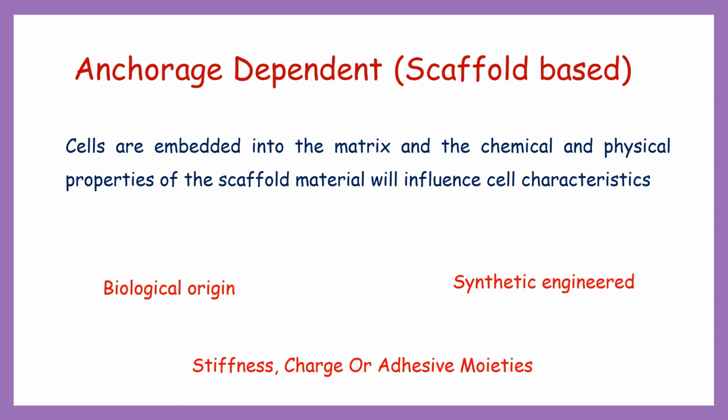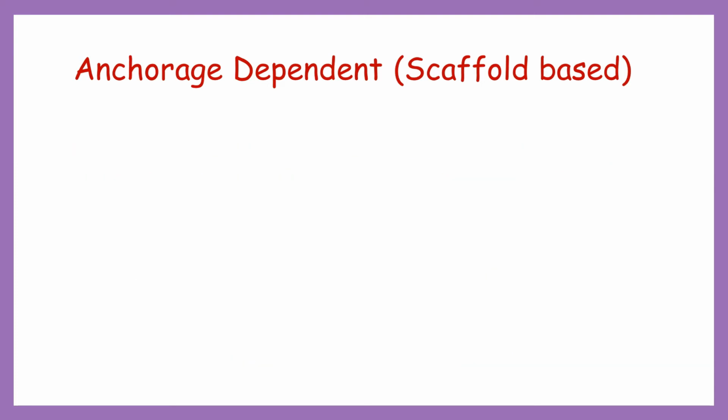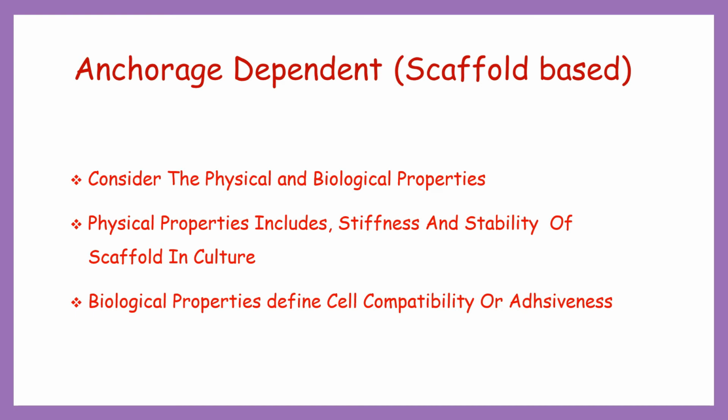In some synthetic scaffolds, growth factors, hormones, or other biologically active molecules can be encapsulated to enhance cell proliferation or to promote a specific cell phenotype. During 3D cell culture scaffold selection for a certain application, you must consider the physical as well as biological properties. Physical properties include porosity, stiffness, and stability of the scaffold in culture, and biological properties define cell compatibility or adhesiveness.